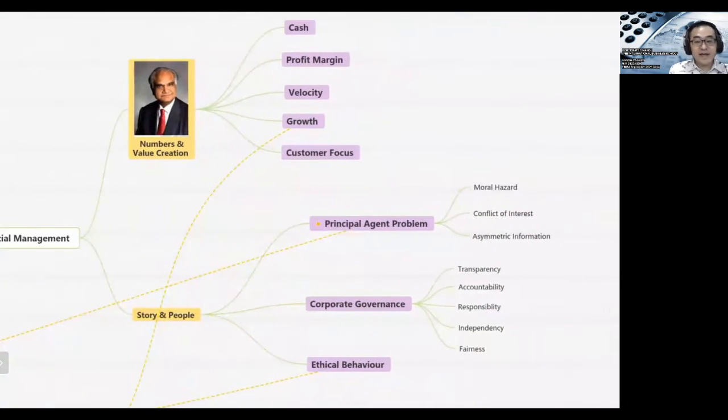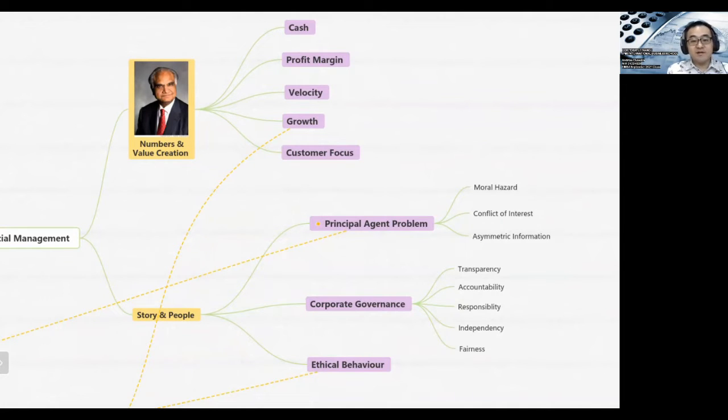Here, we learn that finance is not just about numbers and value creation, but also about the people and their story. Mr. Ramcharan, he is not a Bollywood megastar, he is a finance guru. He stated that in every business to be successful, you need these 5 pillars, which are cash generation, profit margin, velocity or turnover, growth and customer satisfaction focus. And we will be kept reminded upon these 5 pillars as we go through the journey in the class, from DuPont analysis, ratio analysis, and so on.